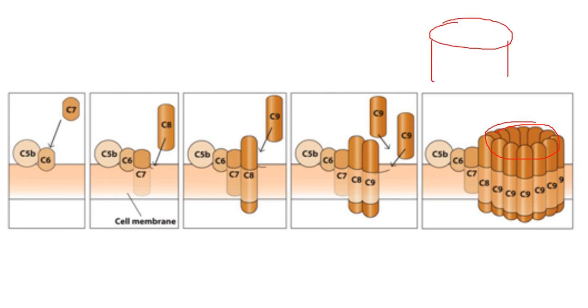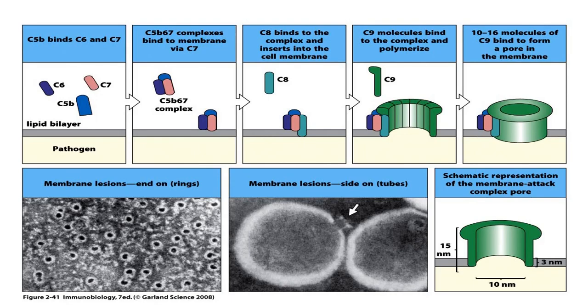This well will lyse the pathogen, and once the pathogen is lysed, it will let in water or ions and it will kill the pathogen. So, this is the diagram from Janeway and Travers book that I have taken.